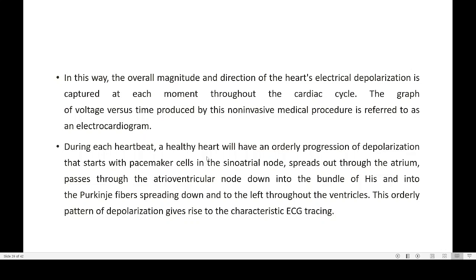Now the healthy heart will have an orderly progression of depolarization that starts with the pacemaker cell in the sinoatrial node. Then it goes to the auricle. After passing through the auricle, it will be reaching the AV node. That is here. First here, then it goes to the entire auricle, then reaching the second point known by the name AV node.